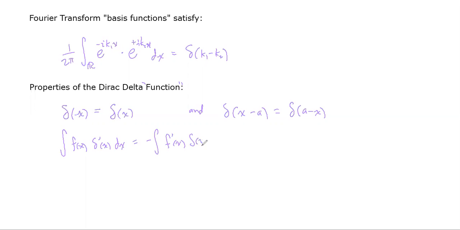Sounds super goofy, but you can define the derivative of the Dirac delta function. Imagine defining the derivative of a function that goes from 0 to infinity instantly and then back to 0. Super cool. So this is true. Any guesses about how you would prove this?